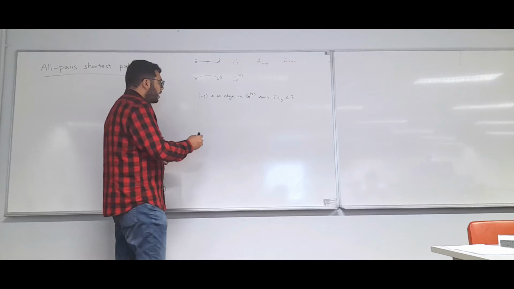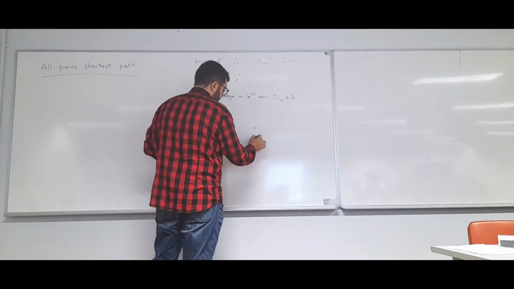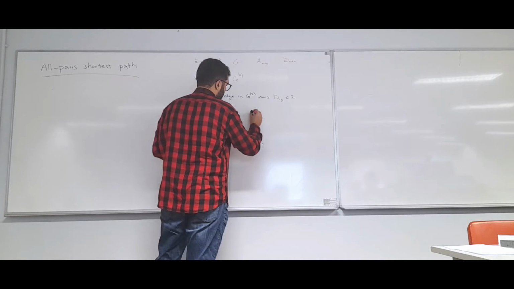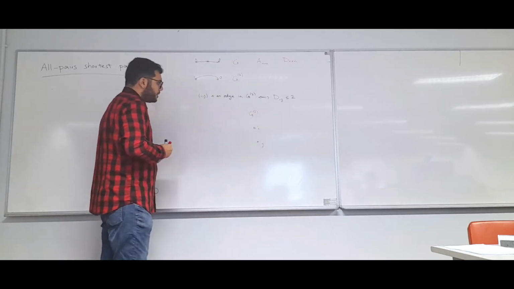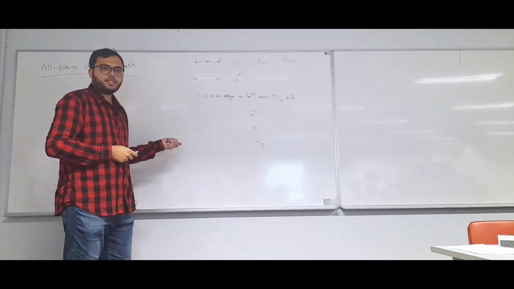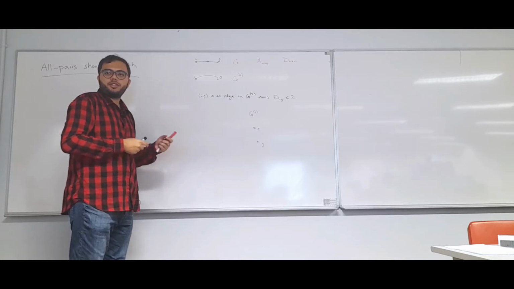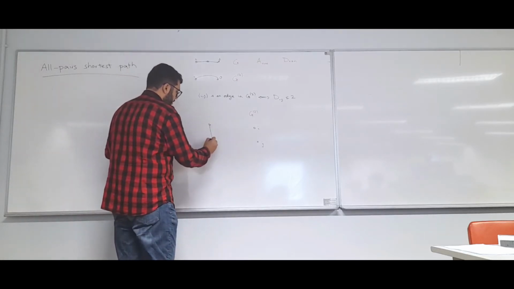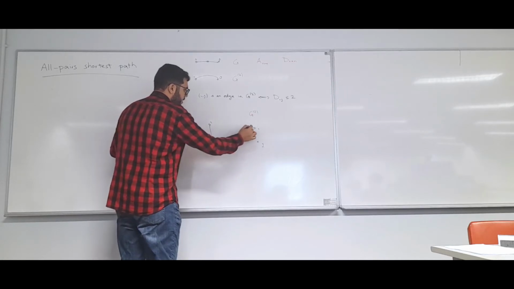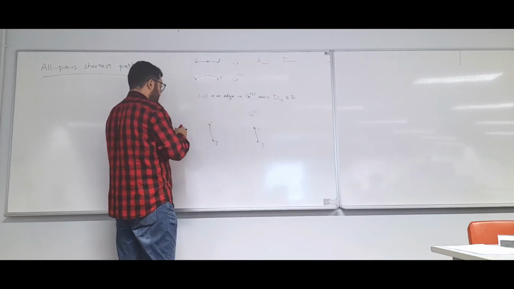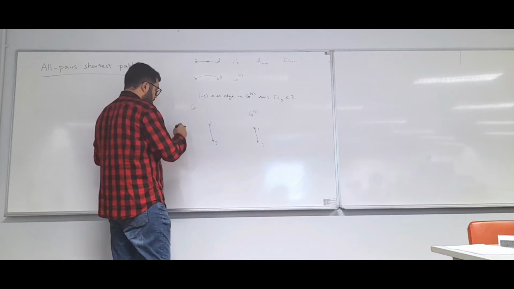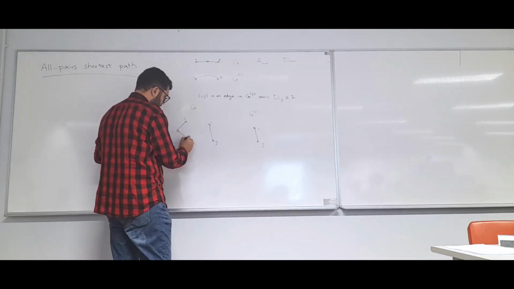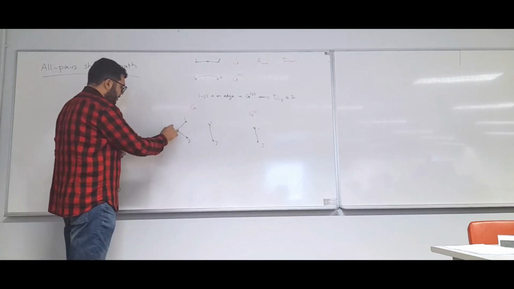So when are i and j connected in this new graph G2? For them to be connected in G2, either they should be connected in G or they should have a common neighbor in G. So it's that either they're directly connected here in G, or they have a situation like this. And let's call this vertex K.